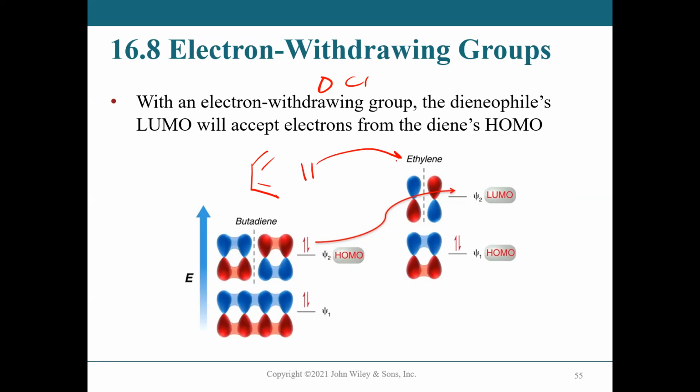And here's ethylene right here. So with an electron withdrawing group, the dienophile's LUMO. So here's your dienophile. Sorry about that. This is the diene. And here's your dienophile. So the dienophile's LUMO, our lowest unoccupied molecular orbital, will accept electrons from the diene's HOMO. And this is shown right here. So they're just trying to show you, using molecular orbital theory, how and why this happens.